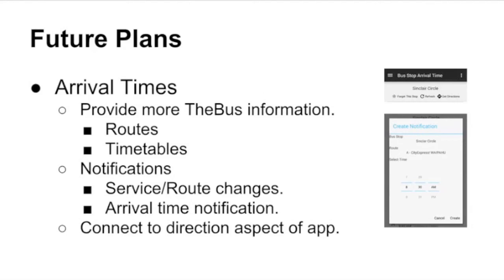For the arrival time section of the app, we plan to provide much more information regarding the bus. This will include maps for each route, as well as their respective timetables. We also plan to include notification support so that the bus riders will know about any potential delays to their commute. We also plan to provide notification support for real-time arrival information. And we also plan to have the user be able to easily get directions to a certain stop.